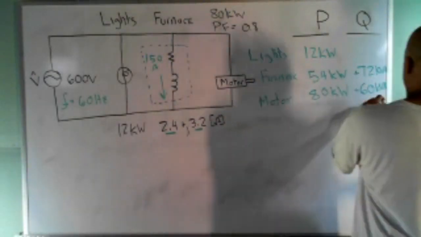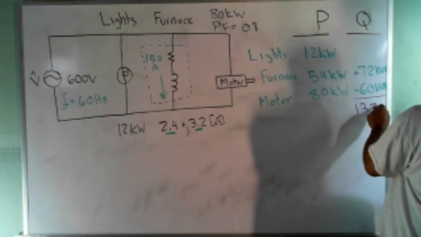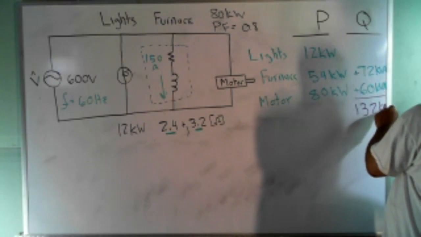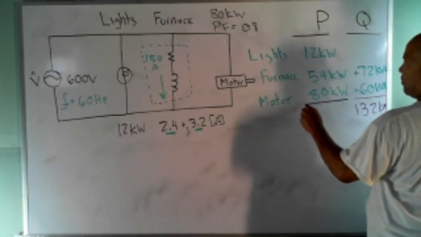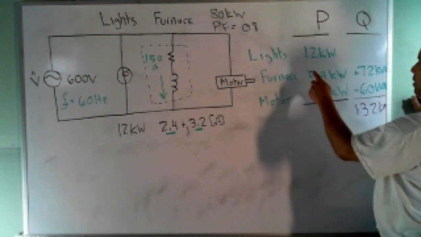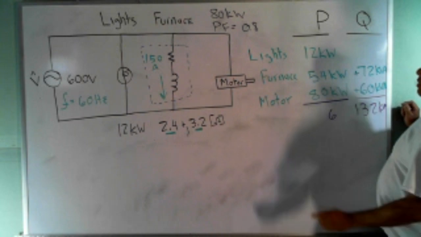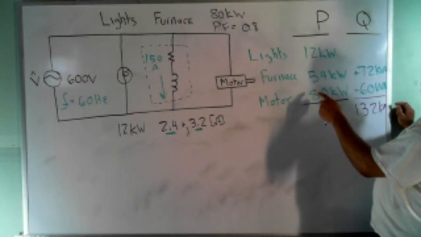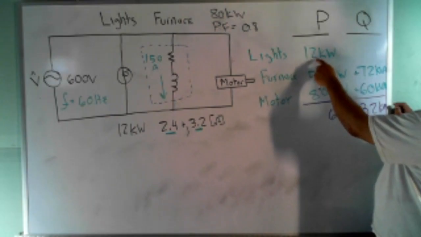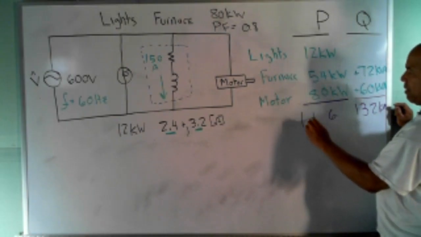I can do this one, I think. That's 132 kVAR. I might need your help with this. Let's see, that's 12. That's 6. And that'd be 20. Is it? I don't think that's right. Let me do it again. I got 6 and 8. 6 and 8 is what? Is that 146? Is that right? Yeah. Okay.